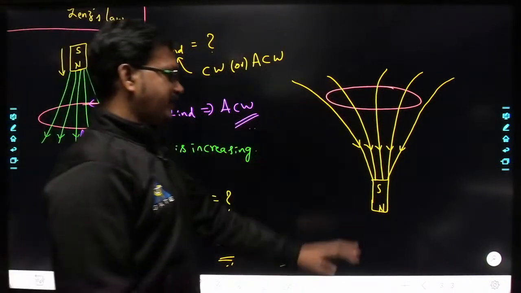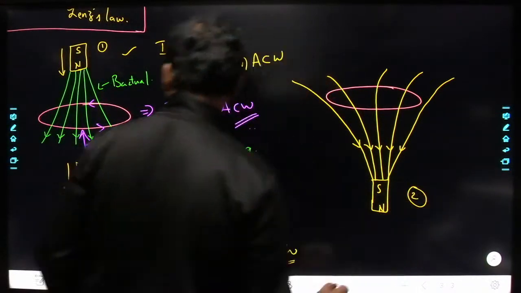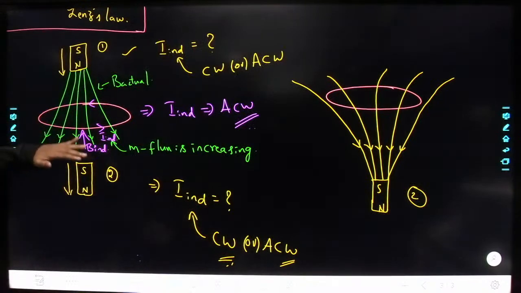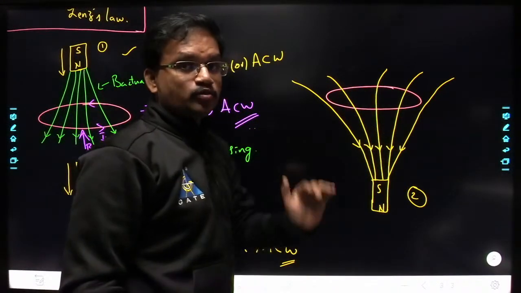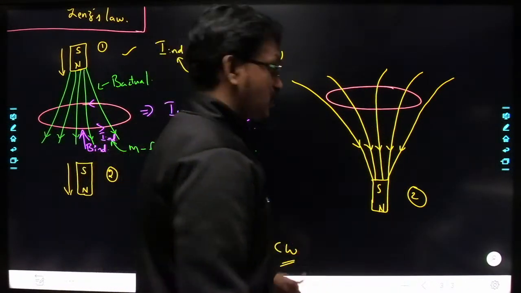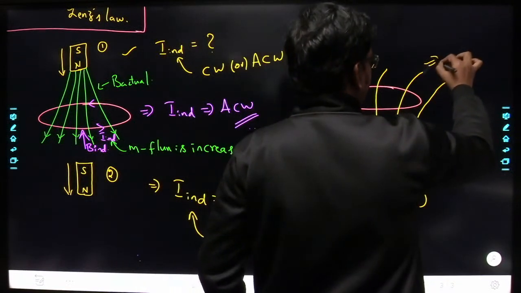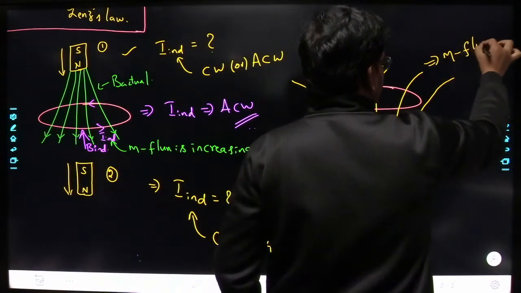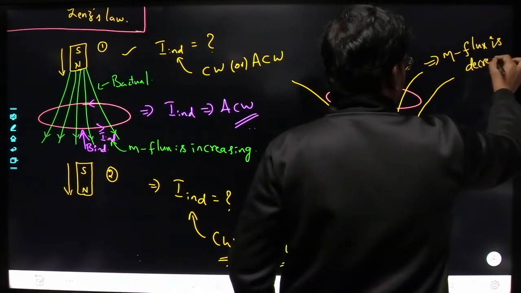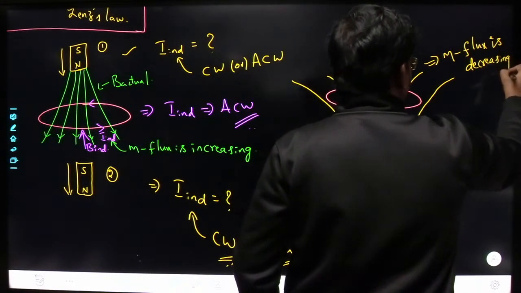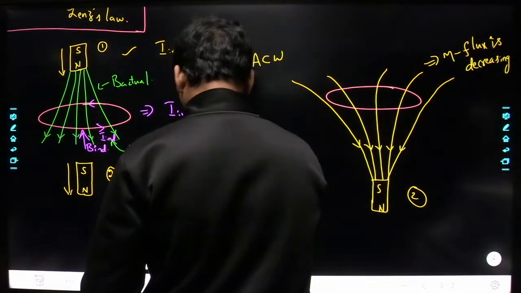This is the second case. Whenever the magnet is moving away from the loop, the number of field lines penetrating through this loop are going to decrease. So here in this case the magnetic flux is decreasing. Yes or no? The magnetic flux is decreasing, right?